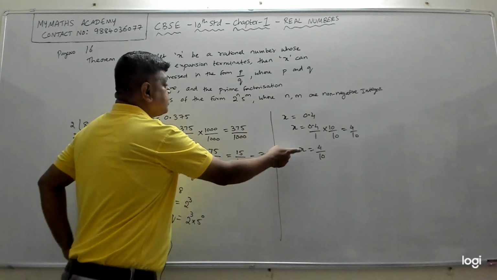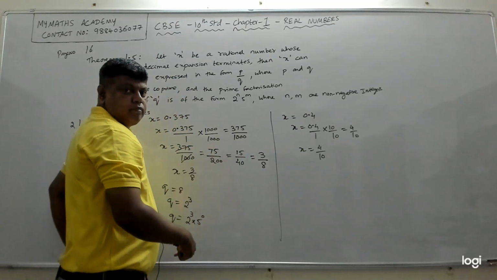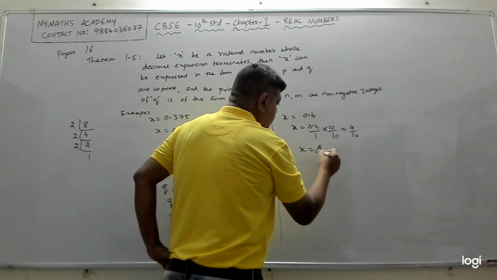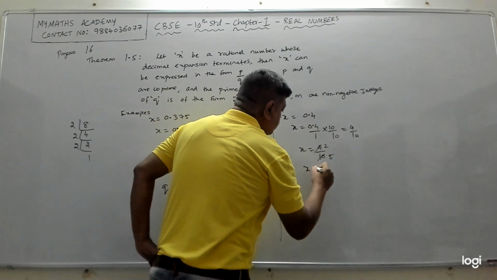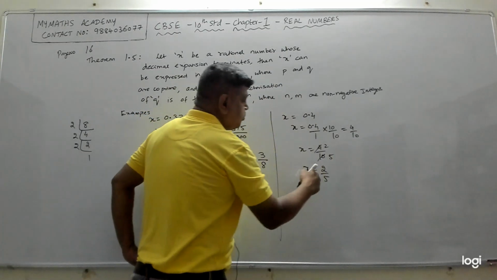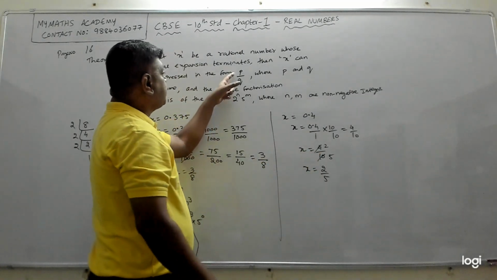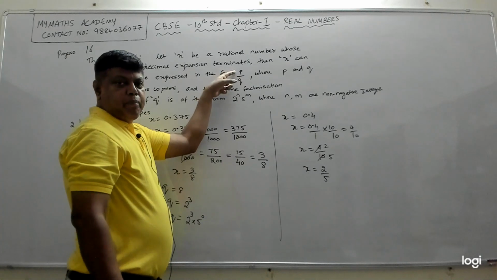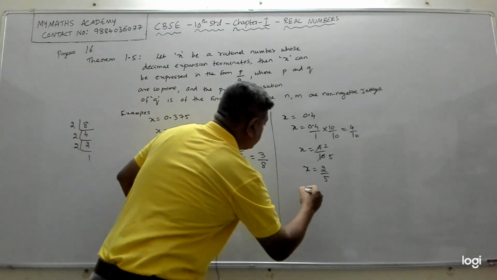But we cannot say x equal to 4 by 10 is p by q. No, you have to simplify this. 2 2s are 4, 2 5s are 10. Now my x becomes 2 by 5. I cannot simplify this further. At this stage, this is my p and this is my q. Now I have to check the denominator q. Q is what? 5.